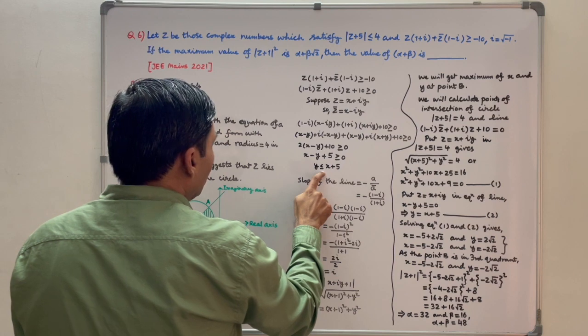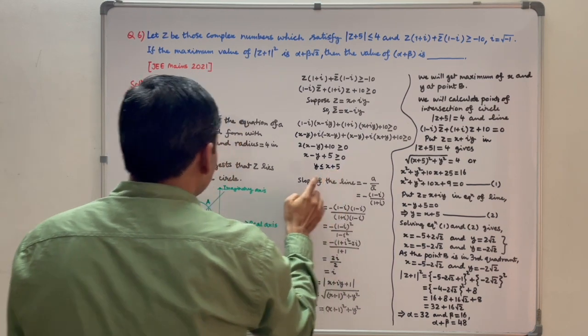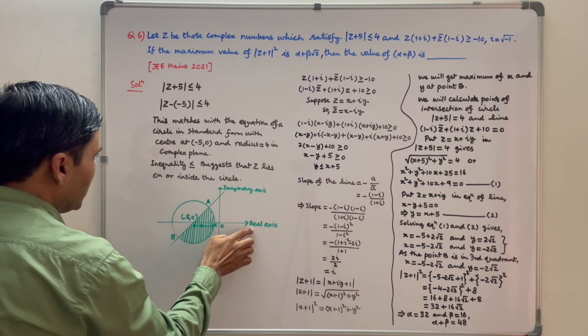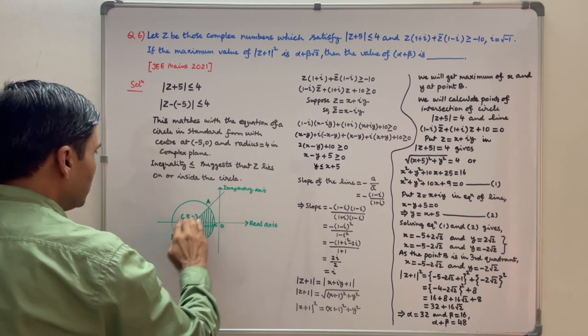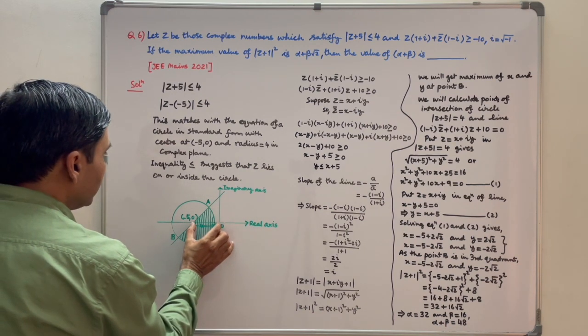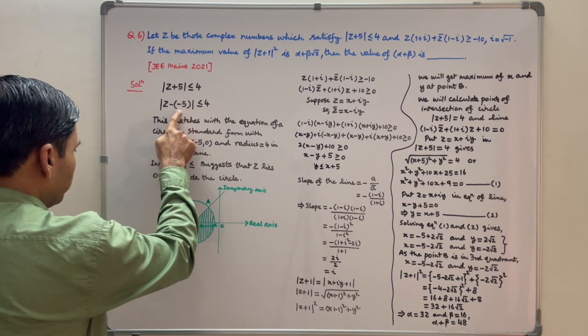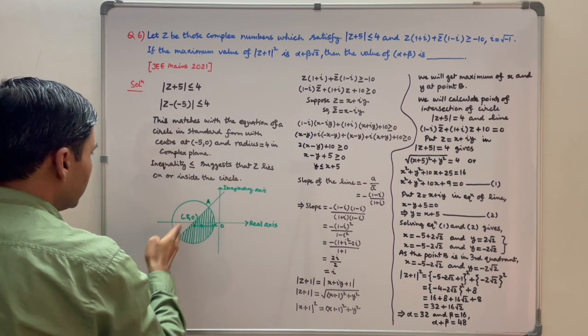Slope m is equal to 1 and y-intercept c is equal to 5. So this line will make a 45-degree angle with the positive real axis. Its y-intercept is 5 units and its slope is 1, so its x-intercept is also 5 units. So this line will pass through the center of this circle. We need to consider the intersection of this circle and straight line.